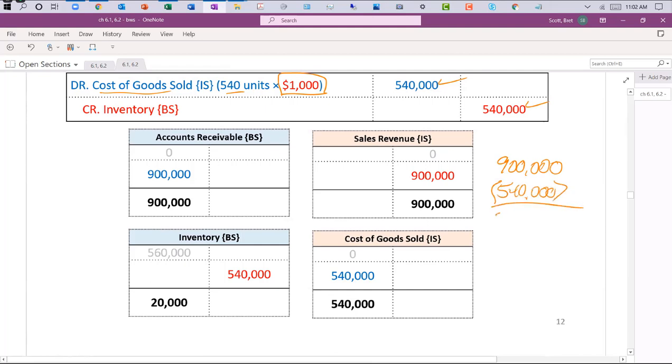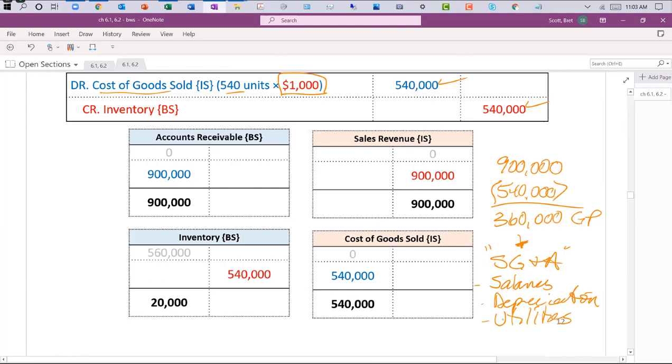So when you subtract those, you see that we have a gross profit of 360,000. That seems like a lot of money, but realize from there, now you have to worry about all the SG&A expenses, which stands for selling, general, and administrative. So we're talking about salaries, right? You got depreciation, you got utilities, et cetera, et cetera. You got all these other expenses that you need to deduct from gross profit.